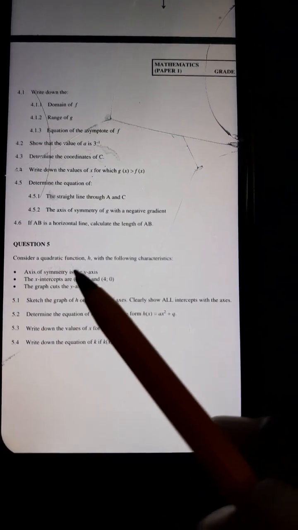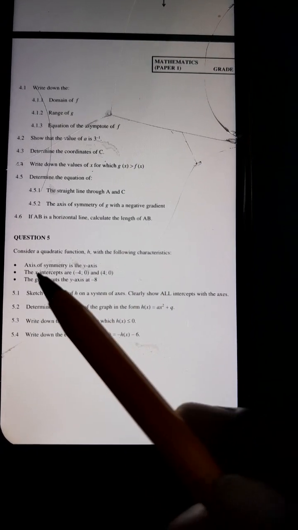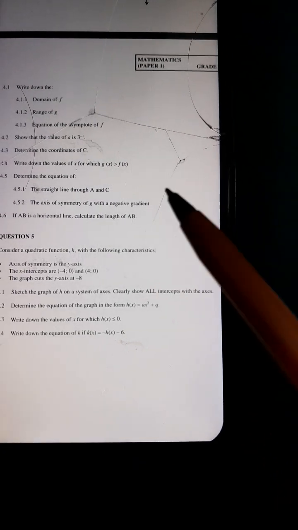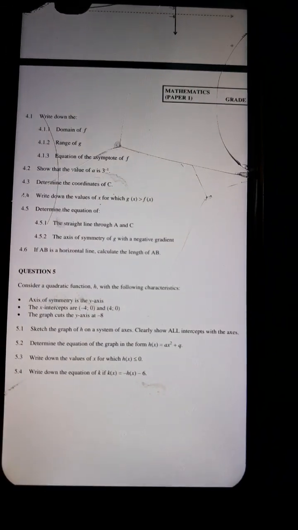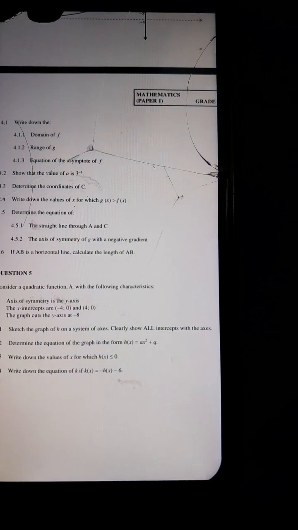Consider a quadratic function h with the following characteristics. Axis of symmetry is the y-axis. Remember, the axis of symmetry, it's that line that cuts the graph into two equal parts. Then the second point is that the x-intercepts are (-4, 0) and (4, 0), and the graph cuts the y-axis at -8. Sketch the graph of h on a system of axes. Clearly show all the intercepts with axes. Let's put that into practice.